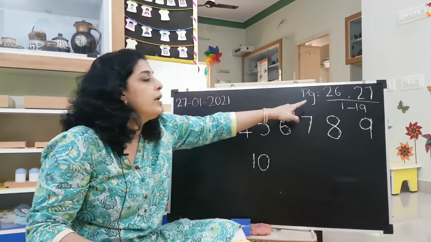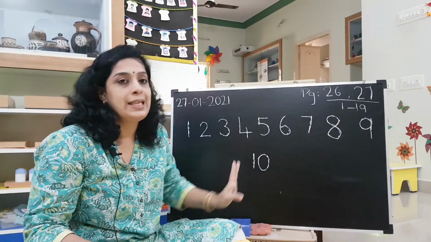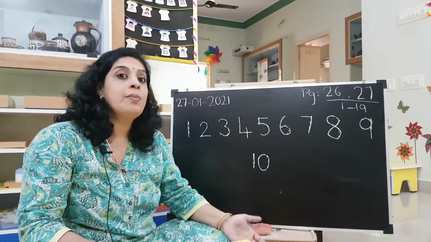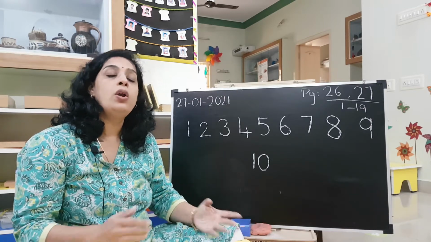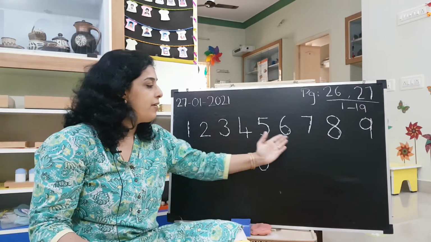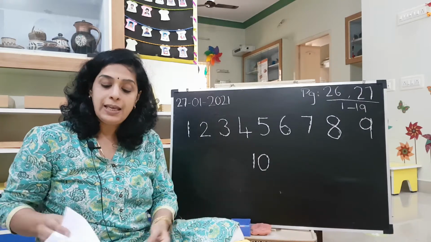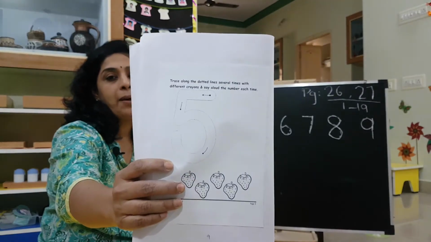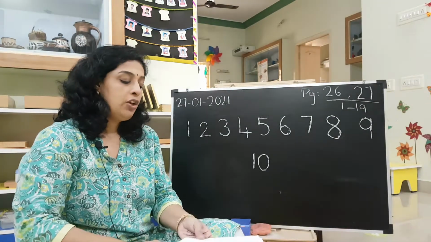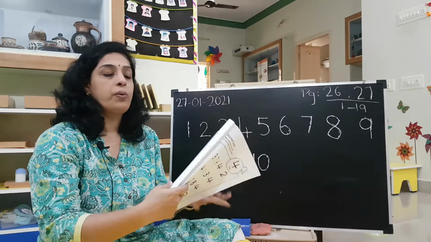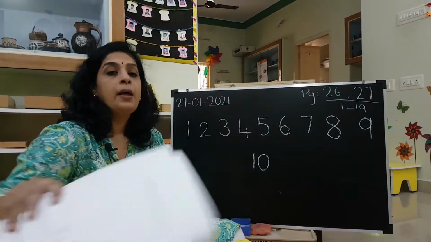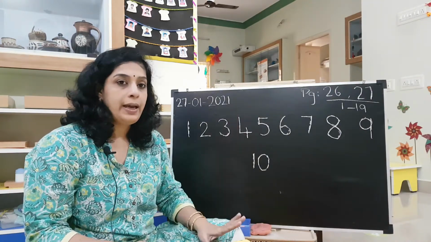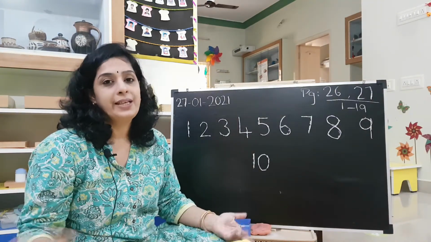Now that is for you. For your homework, you have to do page number 26, 27, and I've written page number 1 to 19. Page number 1 to 19 is nothing but all your 1, 2, 3, 4, 5, 6, 7, 8, 9, 10 which you have been tracing. The ones that you have been tracing like this one. For example, 5, and then you had 4. I want you to go to those pages 1 to 19 and trace all of it once again.